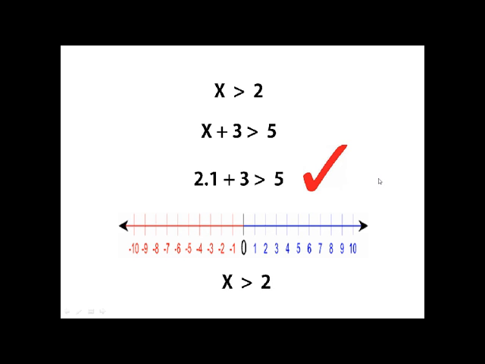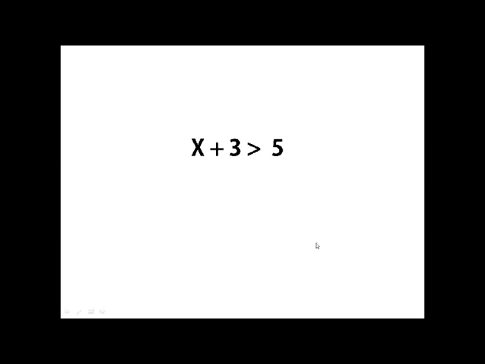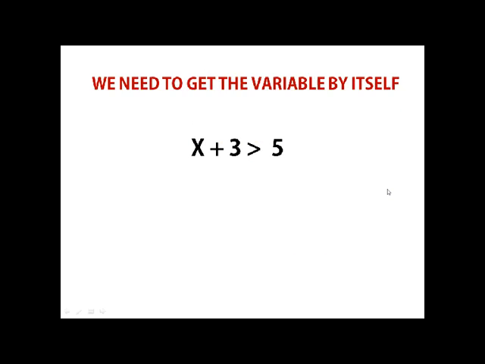Now, how would I graph this on the number line? Here's our number line. Here's our solution right here, correct? So I would draw a circle at 2, but I would not fill in that circle because I am not including 2. 2 won't work. Remember, 2 plus 3 is not greater than 5. And then I would draw an arrow for all those numbers that are greater than 2. So x is greater than 2, but you do not fill in this circle because it does not include 2. Okay?